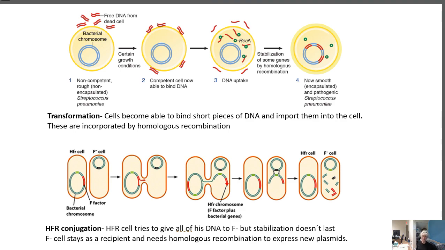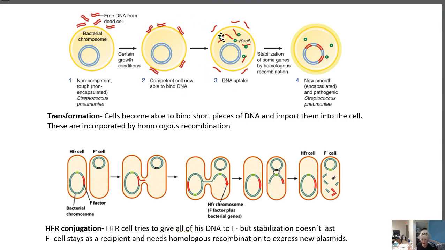Now transformation. In transformation, the cells become able to bind short pieces of DNA and import them into the cell, and these are incorporated by homologous recombination. So let's take a look at this. You have free DNA from a dead cell. Here's your bacterial chromosome. Non-competent, rough, non-encapsulated Streptococcus pneumoniae. Growth factor conditions are optimal. Nasopharynx, oropharynx. So the competent cell now is able to bind DNA.